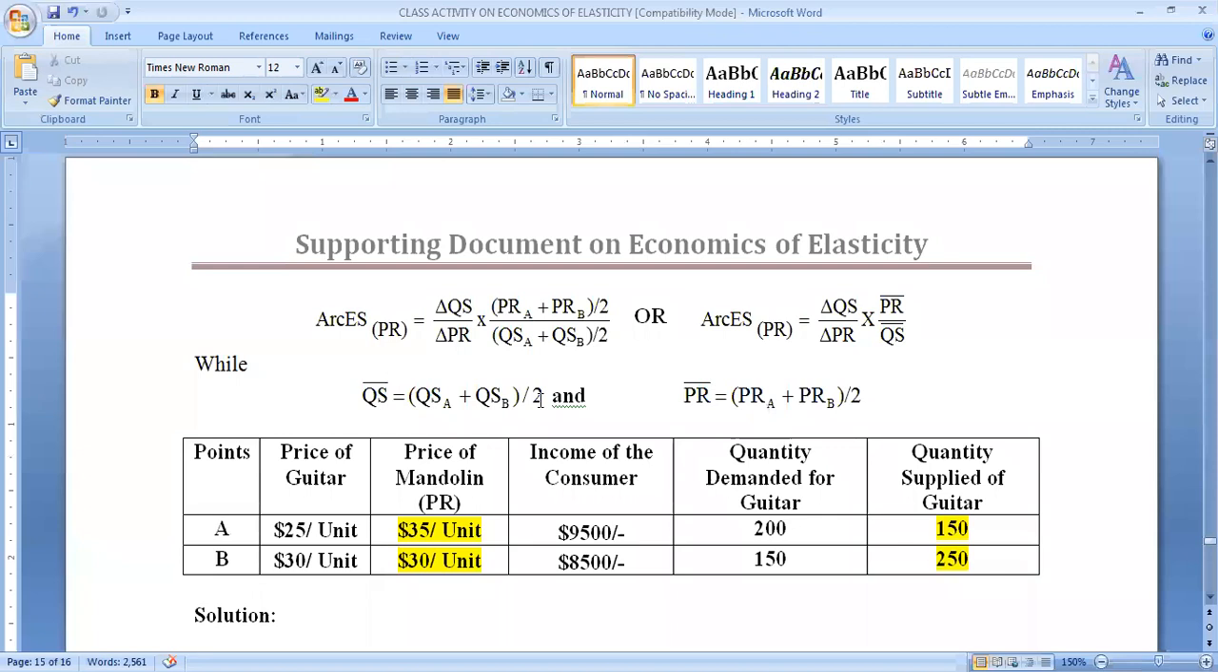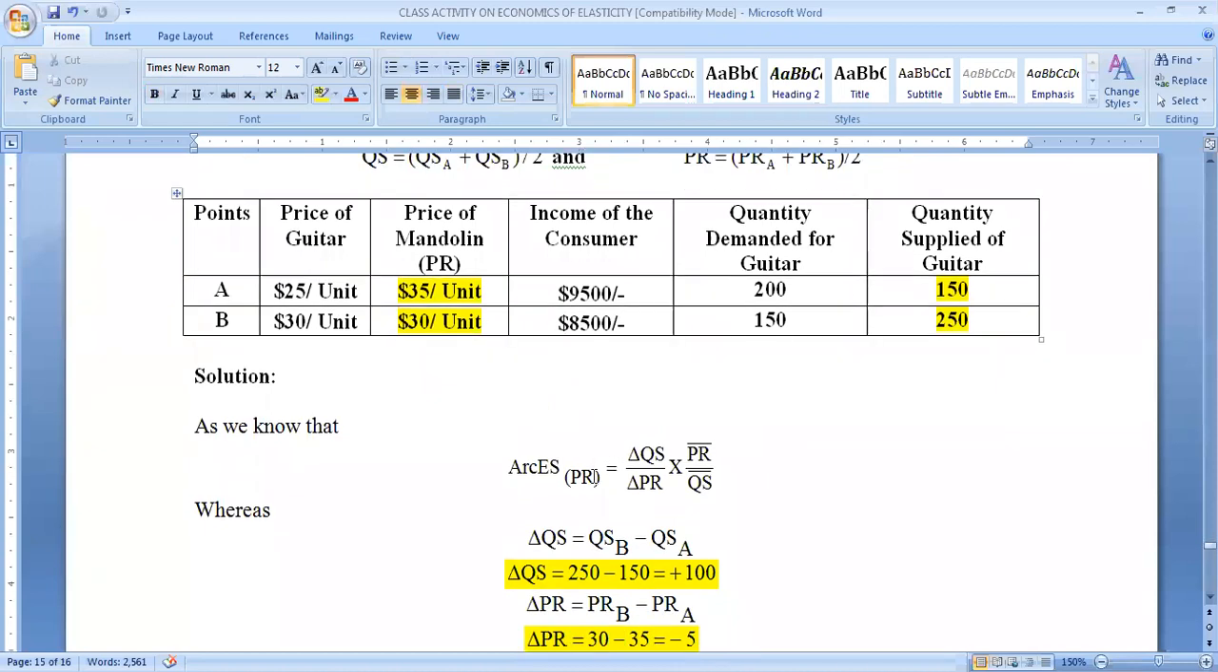Now let's answer the question after defining and writing the formula. The formula is arc elasticity of supply with respect to price of related good equals delta QS over delta PR multiplied by PR bar over QS bar. Delta QS is equal to QS at point B minus QS at point A. The quantity supplied at point B is 250 and quantity supplied at point A is 150. When we subtract 150 from 250, we will obtain 100 in the form of a positive number. So it is plus 100. So this is the first component of the formula.